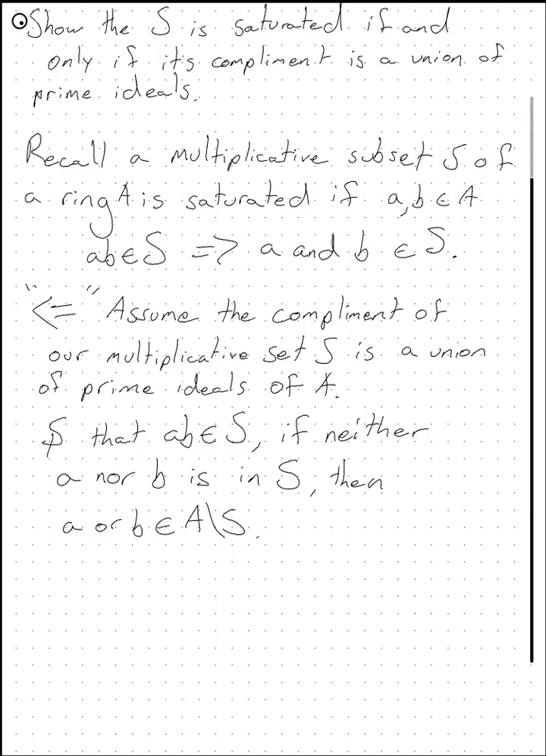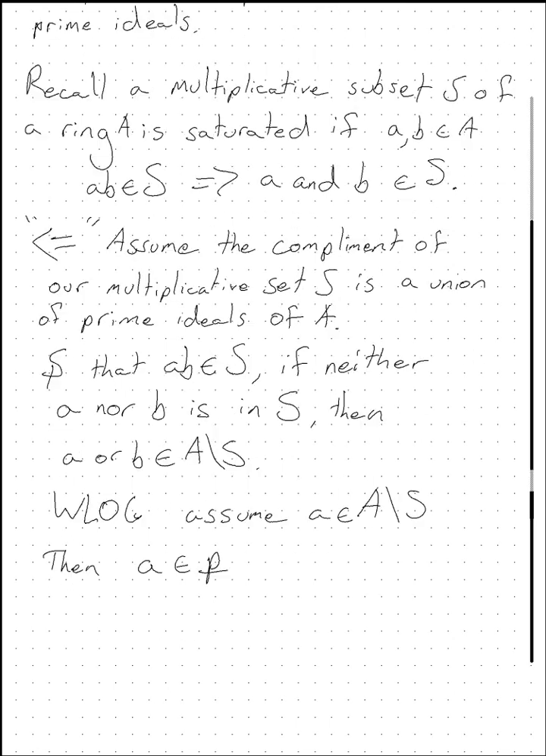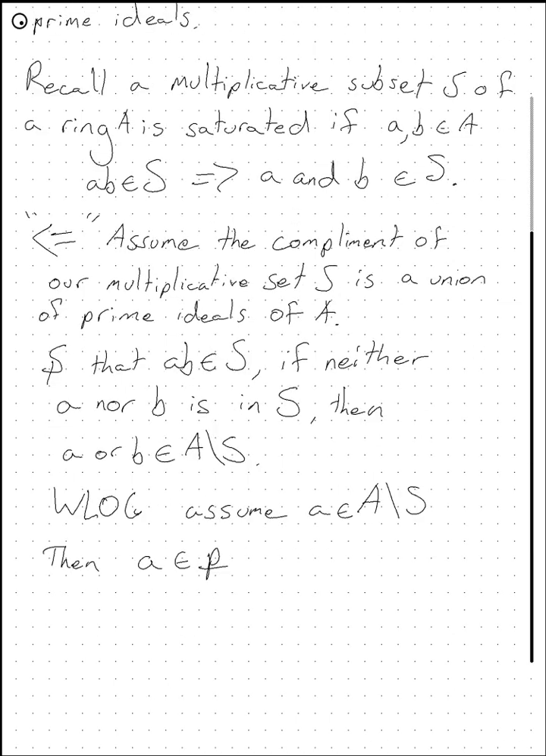But what would this mean? Since the complement is the union of a bunch of prime ideals, then A or B, okay, let's go ahead and say, without loss of generality, assume A is in the complement, then A is contained in some prime ideal P. And since P is an ideal and B is an element of A, then AB is certainly in P as well.